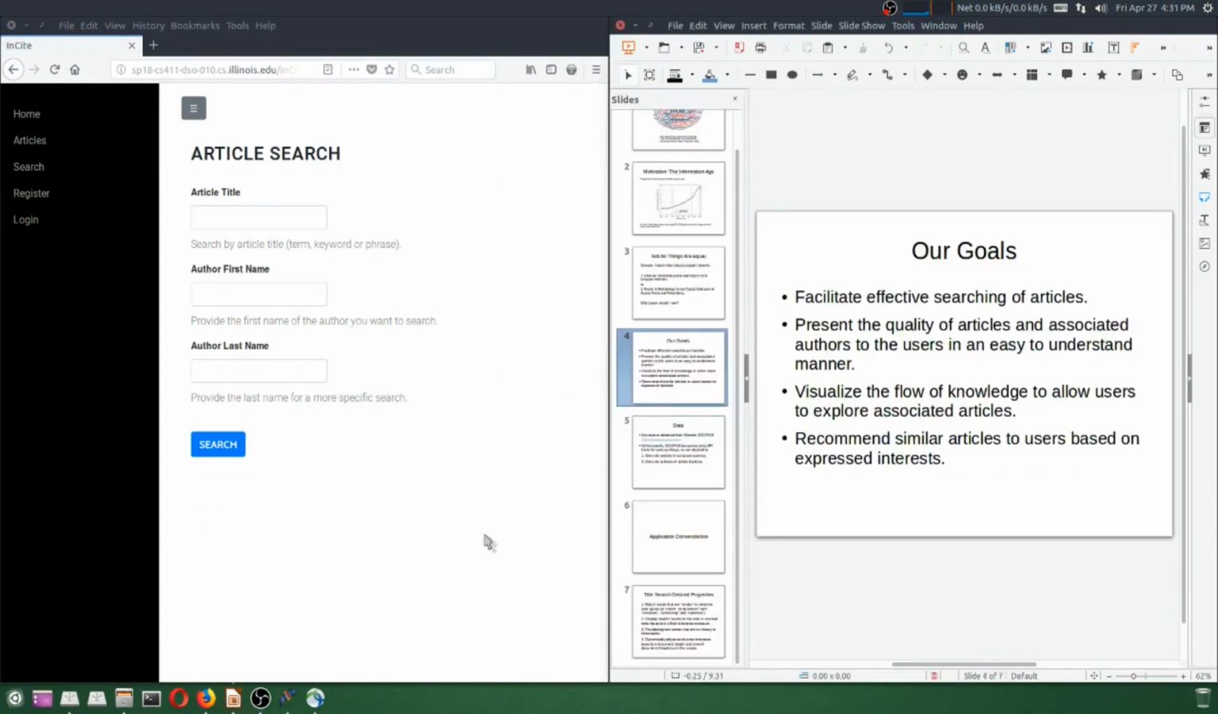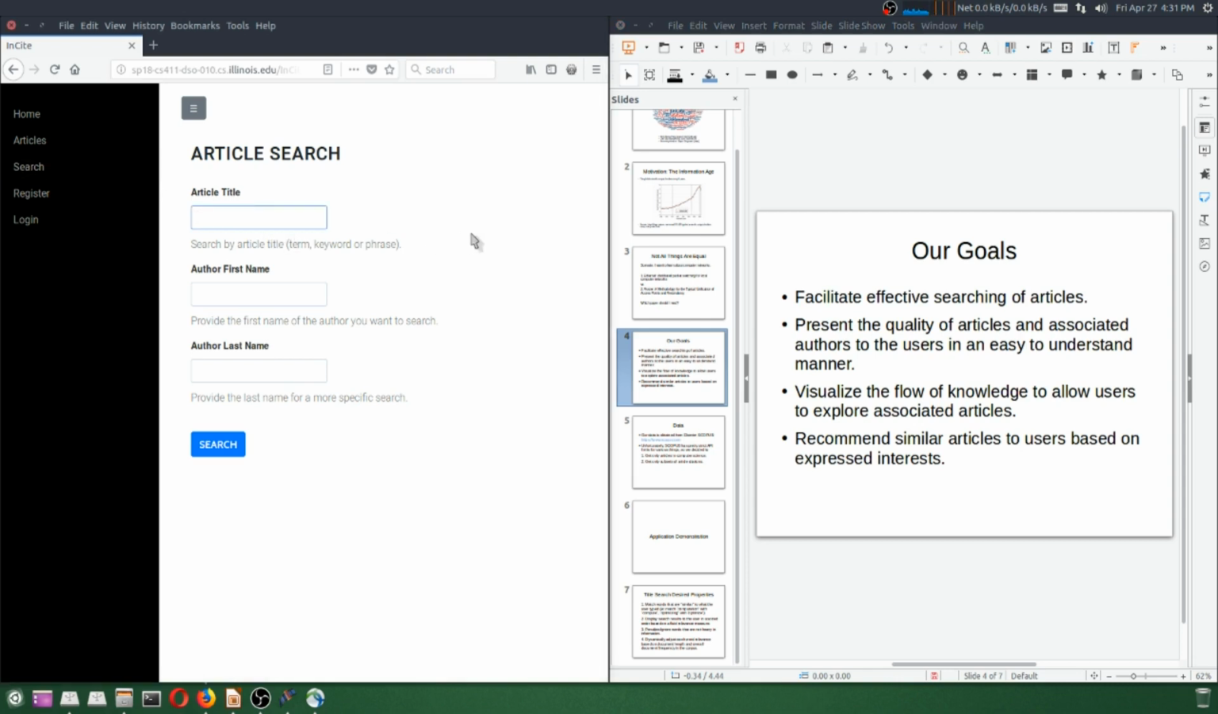Okay, so we know that our search function works and satisfies all of the desired properties that I have listed. Now we want to present the quality of the articles and associated authors to the user in an easier to understand manner, and also to visualize the flow of knowledge, right? And to allow the user to explore associated articles. So this can be sort of considered as our second advanced function.